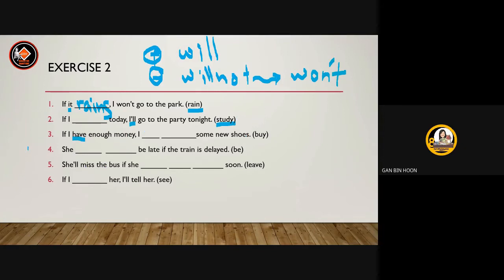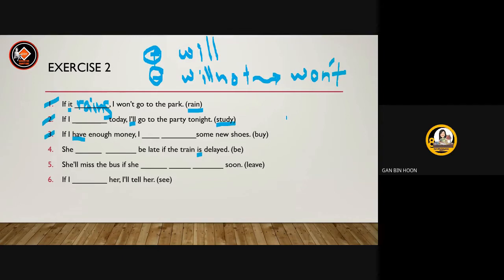Okay, good. So we got number 1 correct, number 2, number 3. If you got it wrong, you can ask me again, okay? I can explain the formula. Okay, number 4. She be late if the train is delayed. Train is, betul, present tense. Delayed ni bukan past tense. Delayed is an adjective. Okay, teacher, what adjective?